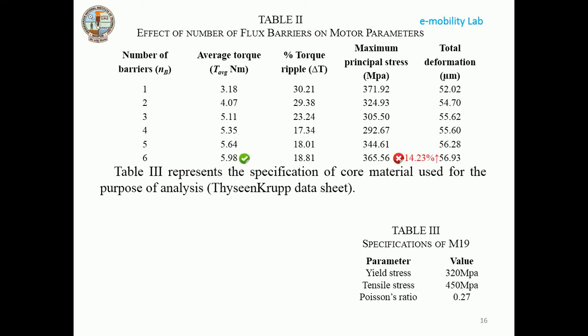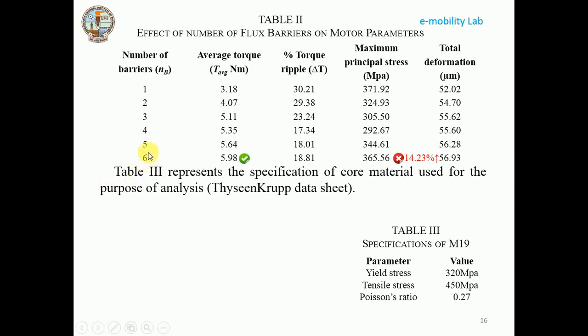Now, coming back to the discussion, when the number of barriers is 6, that means we are imposing more air and reducing the iron content. We are imposing more air in the structure. So that's why the stress is increased and it is 14% higher than the core material. The permitted stress we should have is 320 of the core material, which is provided by the manufacturer data sheet. We should not cross this limit while designing the machine.